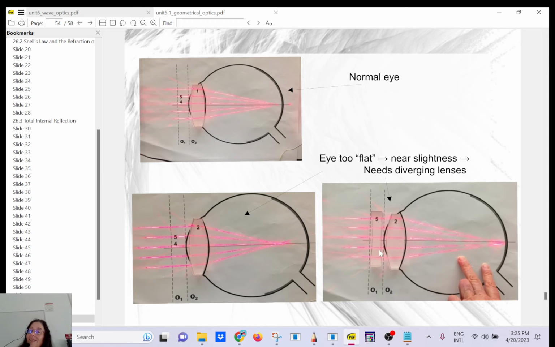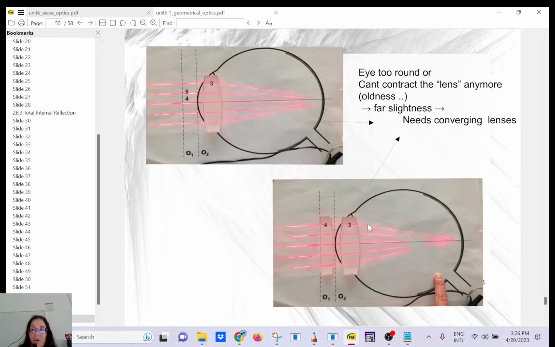We need a diverging lens that will make the rays diverge a little bit. So now I can hit the cones, and now I can see. And why is it so expensive? Because you have to make the curve here just the right way. So it's a lot of curving lenses, and it's very expensive. You can buy online $40 glasses, but sometimes they never fit. In my case, they never fit. So I always end up paying hundreds of dollars for those lenses. That's how it works.